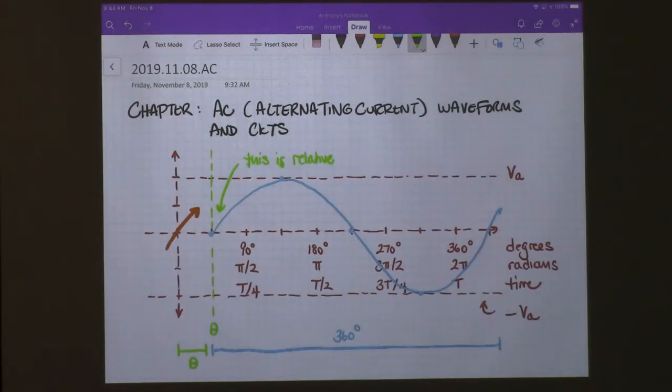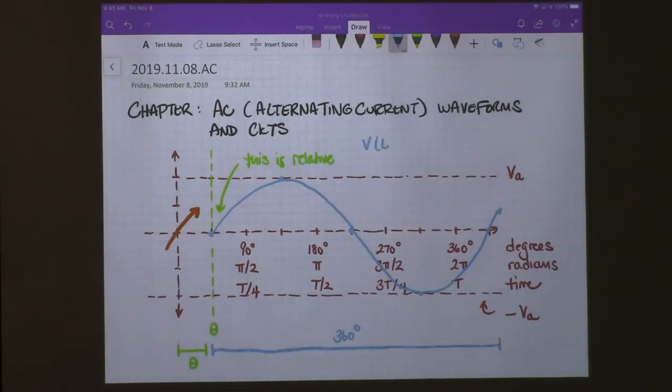Now, how do we write this mathematically? We have this wave drawn such that it has a value of 0 at the beginning, quote unquote, where theta is equal to 0. And so that would denote a sine or a cosine. Which one starts with a 0? Sine, right? Okay.